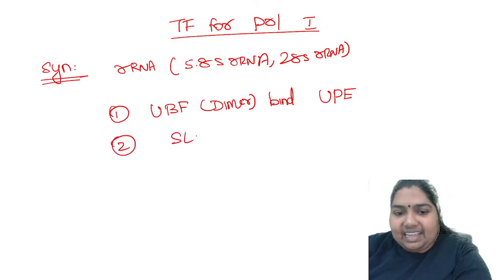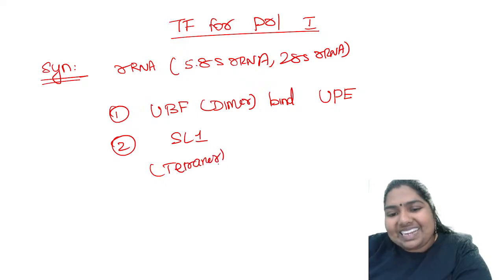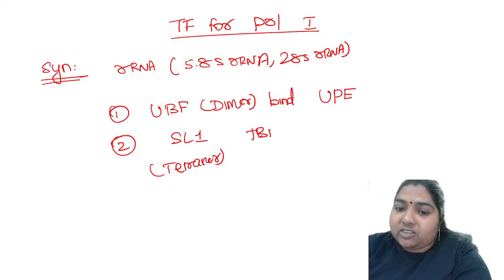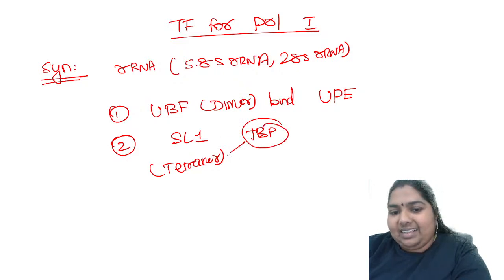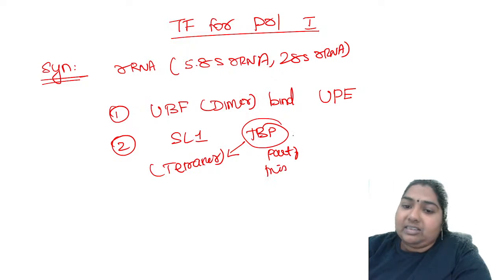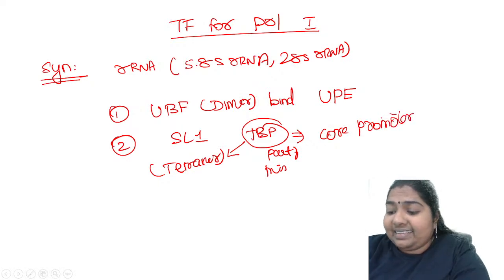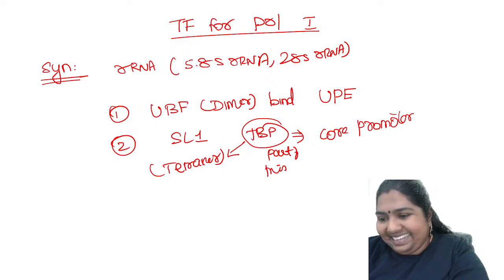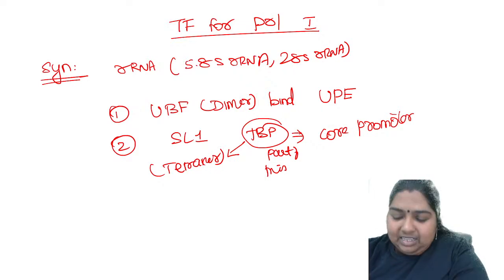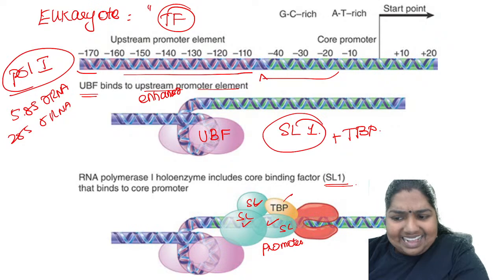Second, it is SL1. It is basically a tetramer. Out of this tetramer, your TBP is one of the components. It is a part of this tetramer, and this is only going to bind to your core promoter. These two things are thorough or not? After this only your RNA polymerase will be coming and binding. So now you understood how it is coming and binding. So Pol 1 is thorough to everybody in this class.